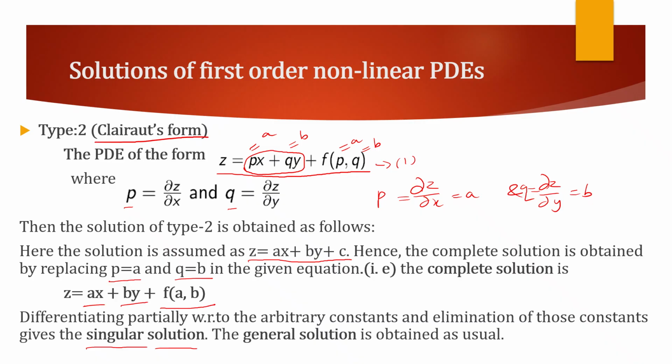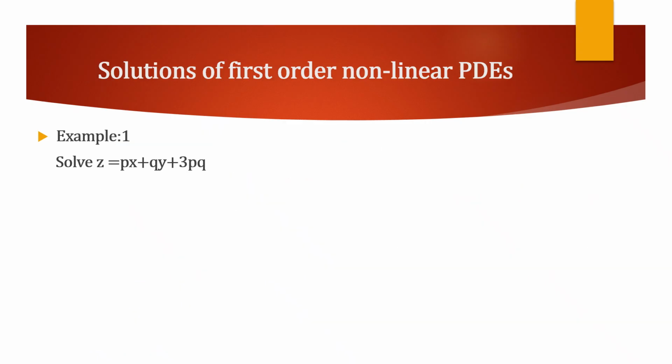Now we'll see how to solve the second type of nonlinear PDE. This is our first example. The question is: solve z is equal to px plus qy plus 3 into p into q. Here we have the second type of nonlinear PDE, and this is known as Clairaut's form.